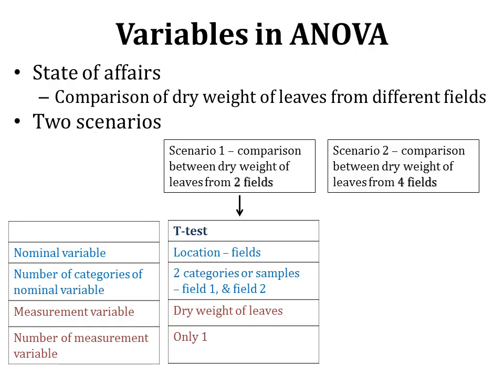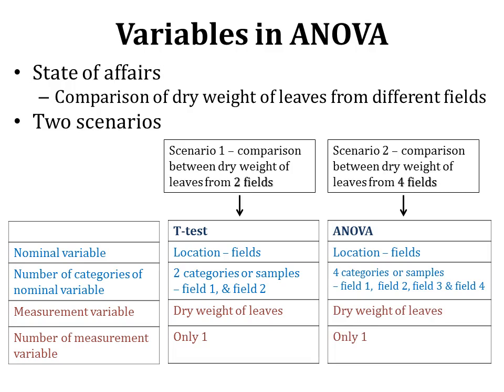For the first scenario, we can apply a t-test for the independent means, and in this case the nominal variable is the location or fields. And how many categories of the nominal variable do we have? We have two categories or samples, field 1 and field 2. And what is our measurement variable? The measurement variable is the dry weight of leaves, and we have only one measurement variable.